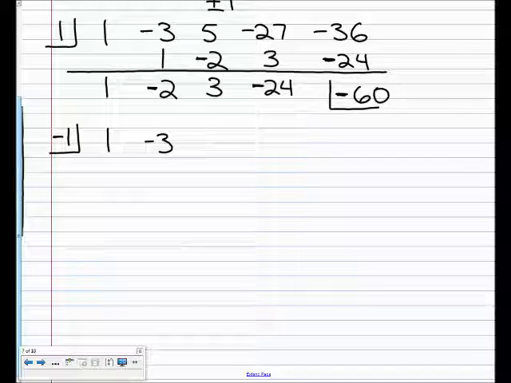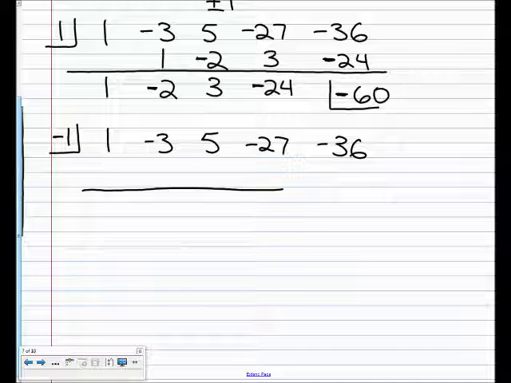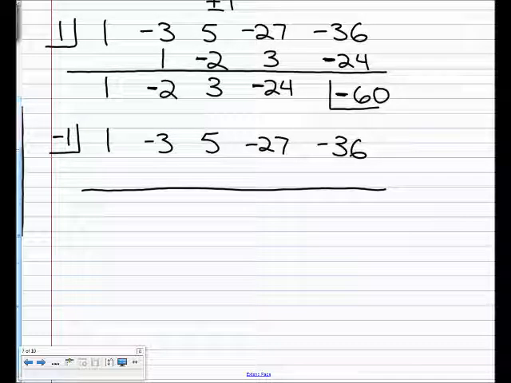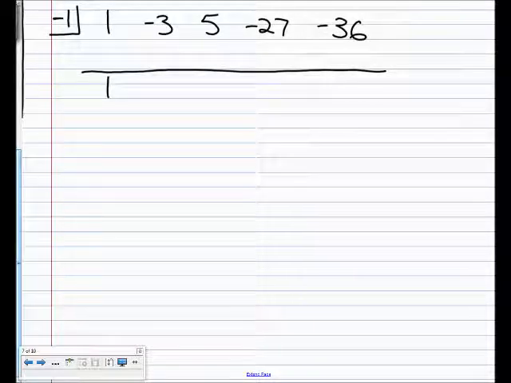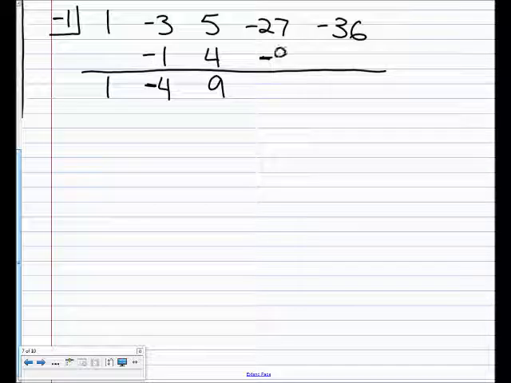Okay, here we go. 1, negative 3, 5, negative 27, and negative 36. That hasn't changed. But now I'm going to put negative 1 in the corner and pray to the gods of math that this one will work. Bring down the 1. 1 times negative 1, negative 1. Negative 3 plus negative 1, negative 4 times negative 1, positive 4. 5 plus 4, 9. 9 times negative 1. Add straight down. Negative 36 times a negative 1 is 36. Negative 36 plus 36 is 0.